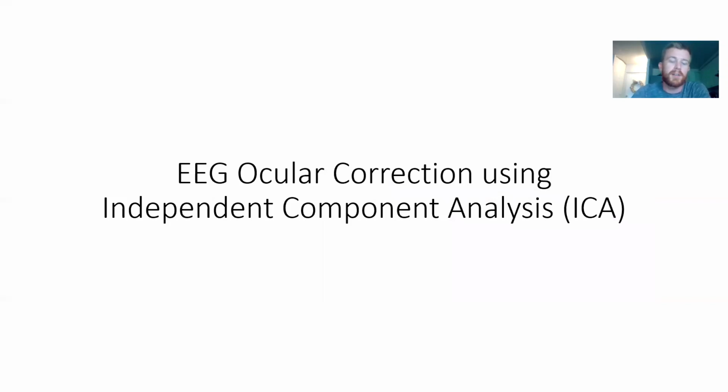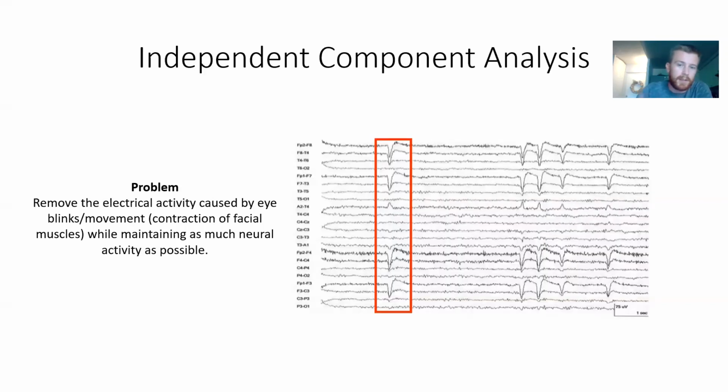All right, so today I'm going to be talking about how you can perform ocular correction when you're pre-processing your EEG data using independent component analysis, or ICA. First, I'm going to talk about what the process actually entails. I'm going to describe it, and then I'm going to go into BrainVision Analyzer and show you how you can actually implement it. So what is ocular correction?